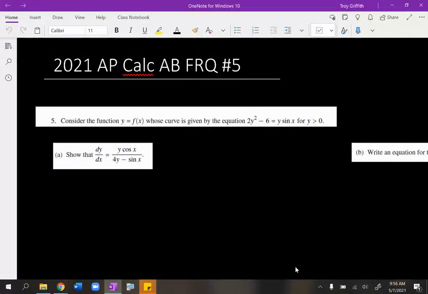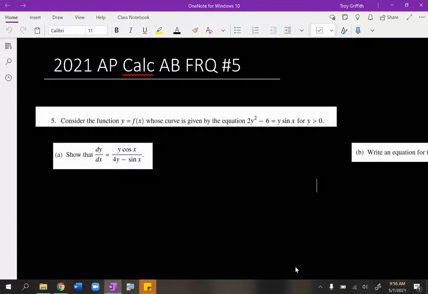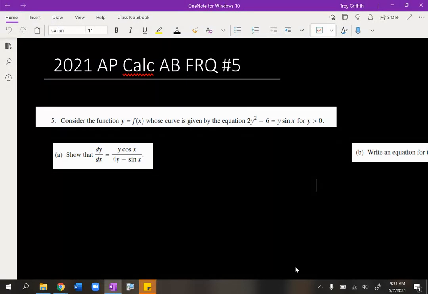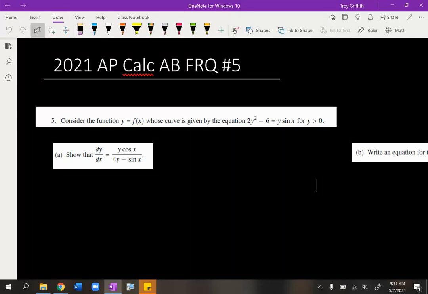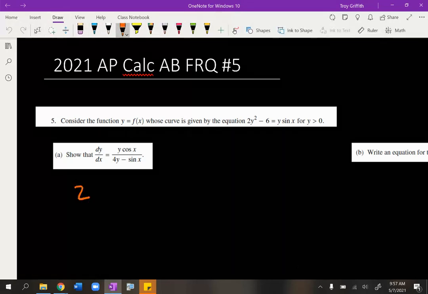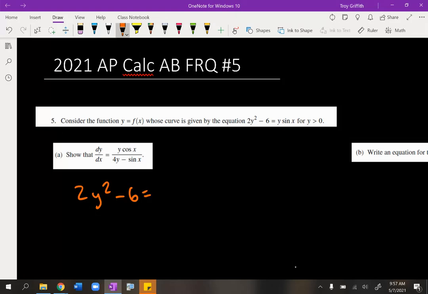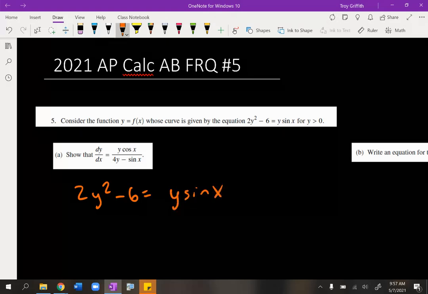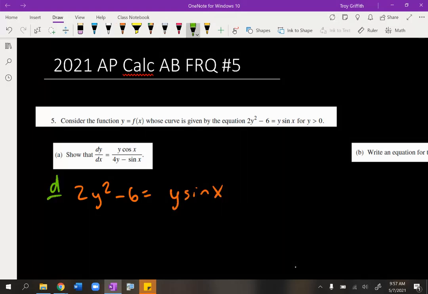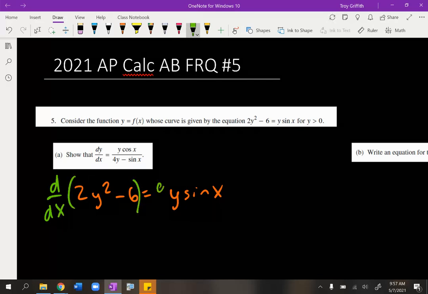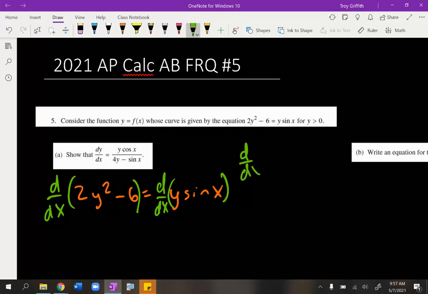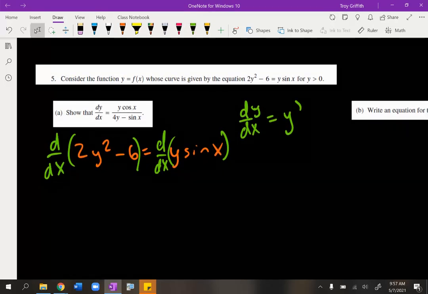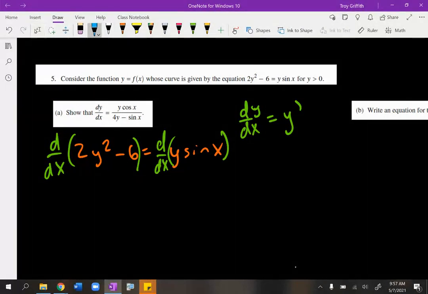So letter A, they give us an answer, and they tell us to show that this is the correct answer. They want us to show that dy/dx is equal to what they give us. I'm going to start by writing down the original equation and differentiating both sides with respect to x. I'm going to notate dy/dx with y prime, so I don't have to keep writing dy/dx.